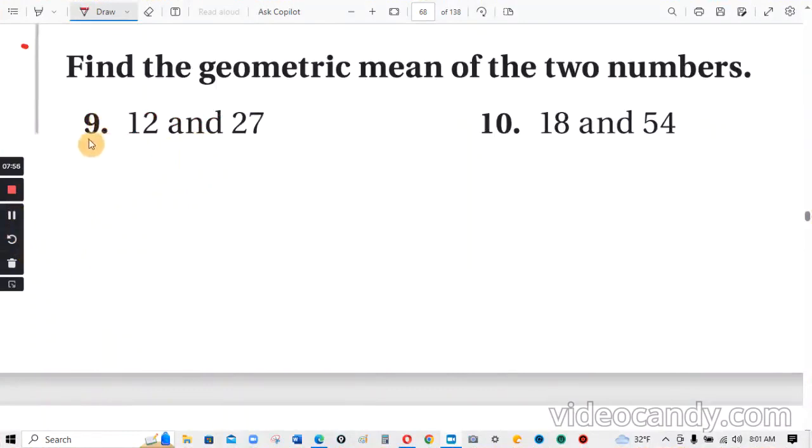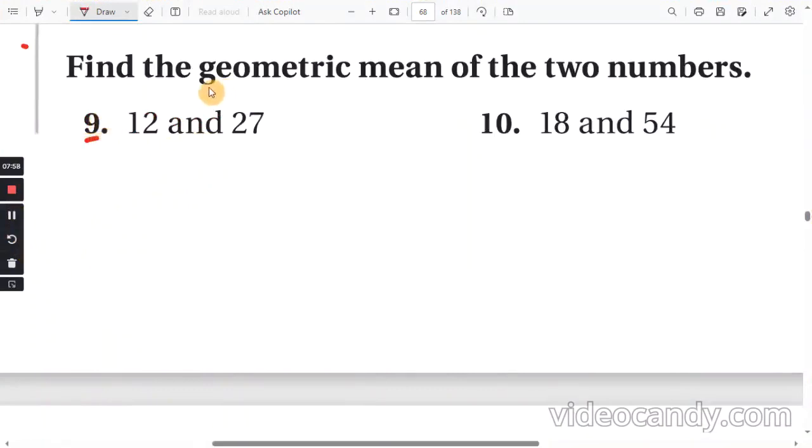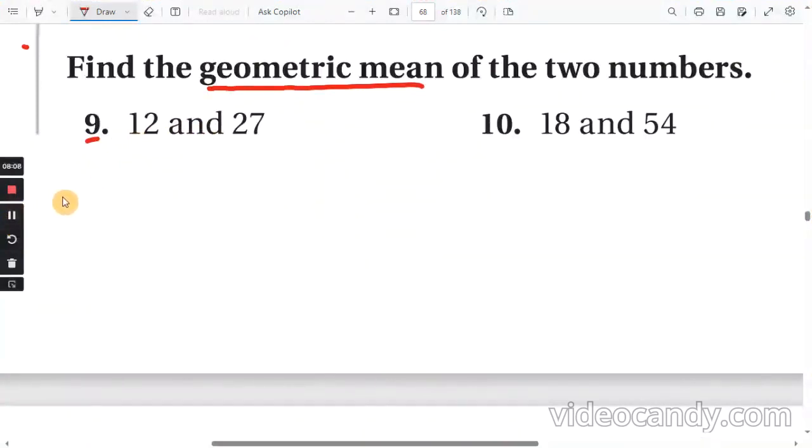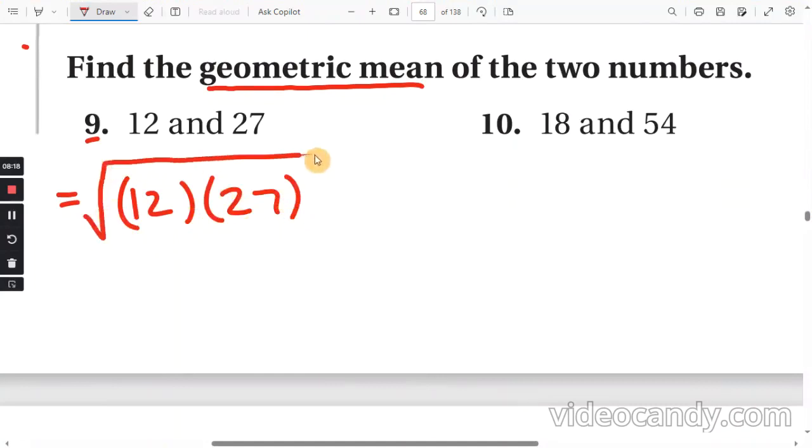Please pause and try number 9. They want us to find the geometric mean of the two numbers. So try number 9, please. Number 9 is 12 and 27. So we multiply 12 times 27 and take the square root. Now, in the example before, I used the factoring tree. You actually usually don't need to do that, but let's just start breaking these up without the factoring tree and see what happens.